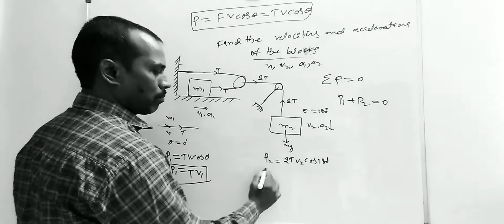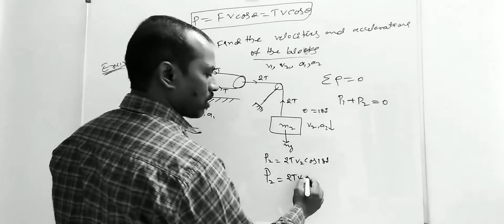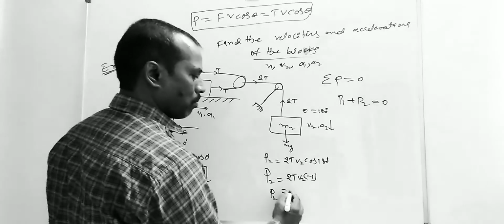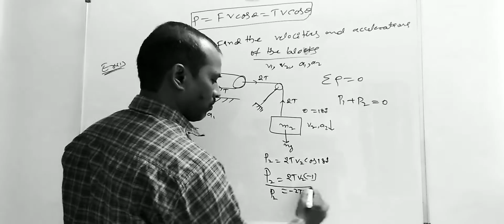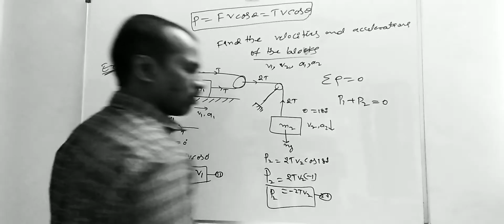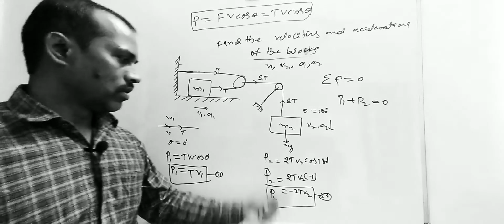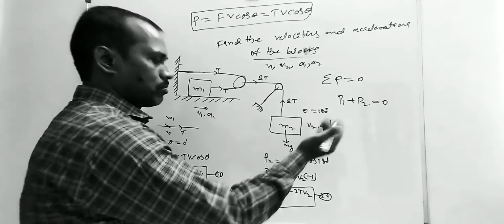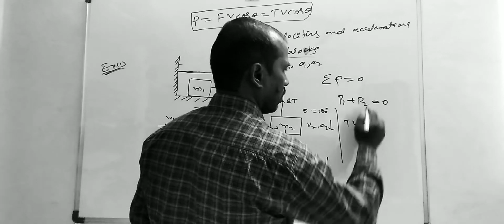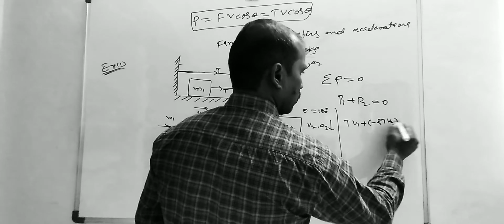P2 is equal to 2T v2 cos 180. Cos 180 is equal to minus 1, so this simplifies to P2 is equal to minus 2T v2. This is equation 1, and this is equation 2. Substituting equations 1 and 2 into P1 plus P2: P1 is equal to T v1, plus P2 is equal to minus 2T v2, which is equal to 0.